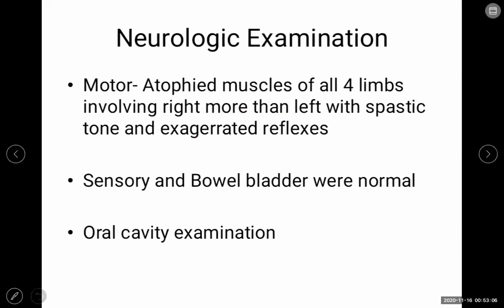In motor examination, we see that the patient has atrophied muscles. When we look at atrophied muscles, what we think of is an LMN or a myogenic cause, of all four limbs. Now, when we move further into examination, we find that the patient has a spastic tone with exaggerated reflexes. So we see a combination of both LMN and UMN features over here.